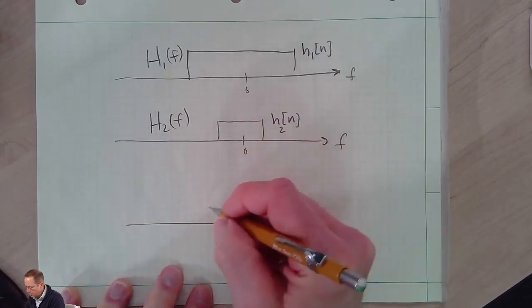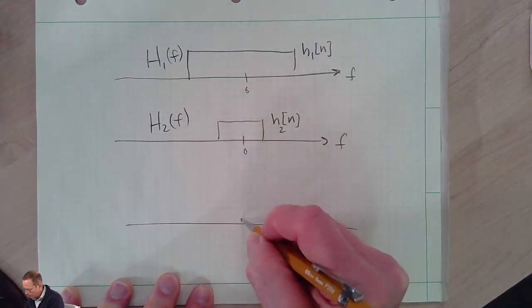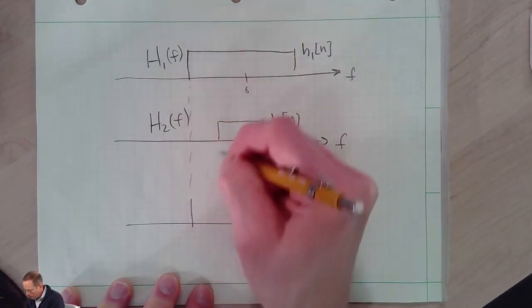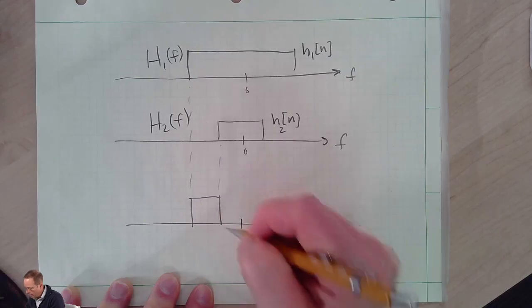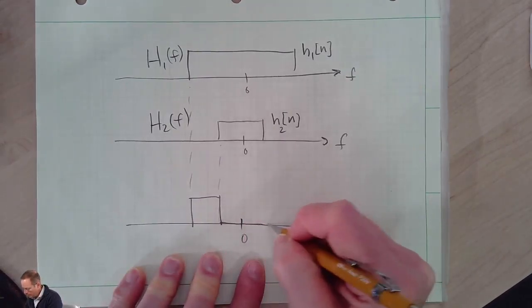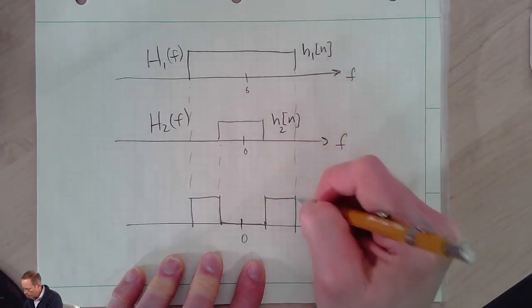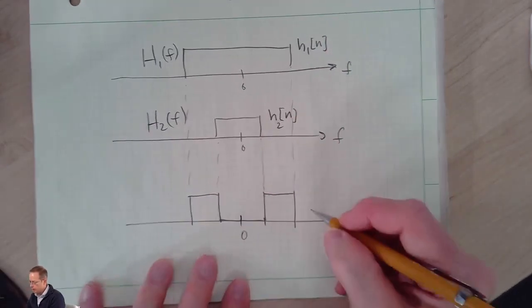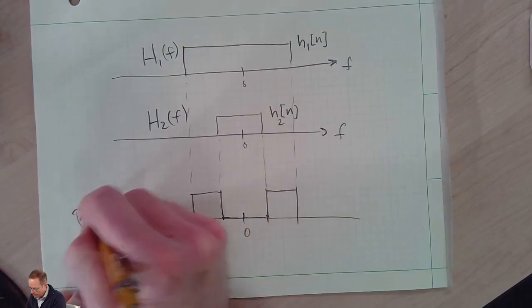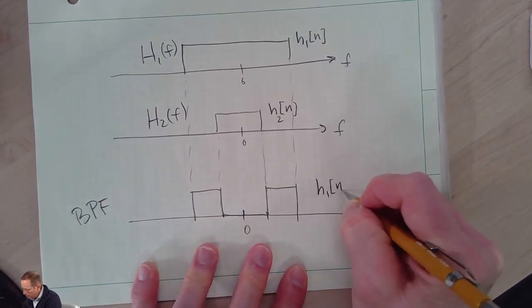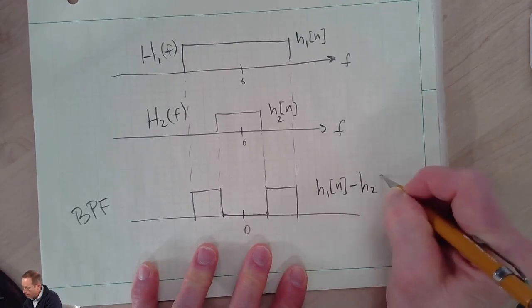But I think you can see here that if we subtract these two, what we'll get here is between this frequency and this frequency, we'll have a gain of 1. And then here we would have a gain of 0. And then we would have a gain of 1 again out to about this frequency. So this is a band pass filter, BPF. And its impulse response in the time domain is h1 of n minus h2 of n.